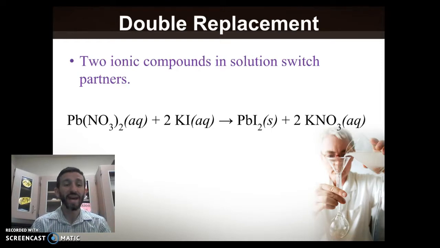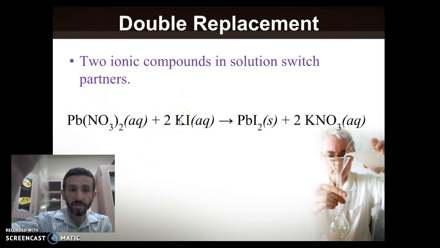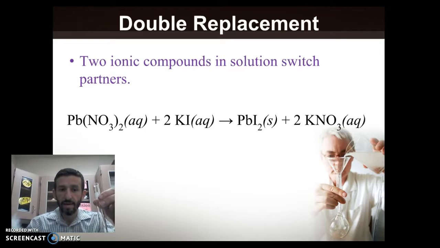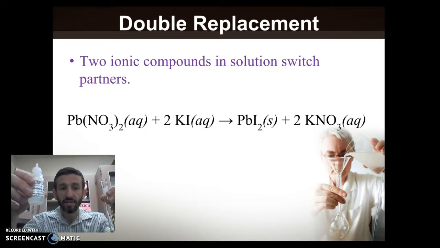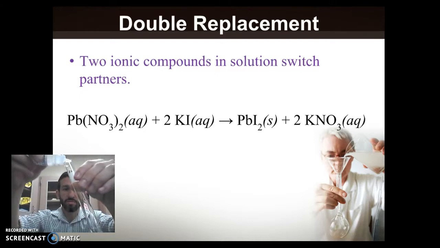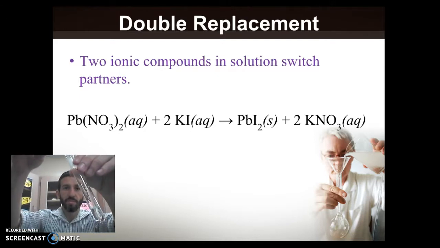Okay, so that's when we have two ionic compounds. They both switch partners. Okay, so we're going to have lead nitrate and potassium iodide. So I'm going to mix these two liquids. Okay, so here I have potassium iodide. It's a clear liquid. And I have lead nitrate, okay, which is also a clear liquid. So I'm going to mix these two here. I'm just going to do a few drops. It may look a little bit magical, and then I'll explain what's happening.